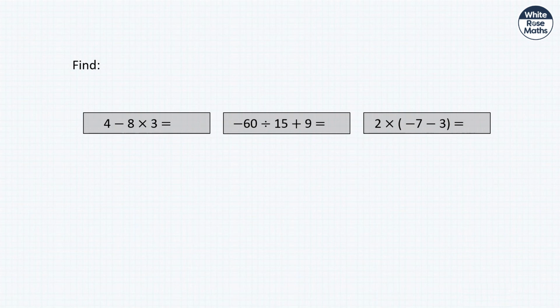Okay, this next one, being careful actually, so using BIDMAS this time. I'll do the multiplication first. So 8 times 3 is going to be 24. So 4 subtract 24 is going to be minus 20.